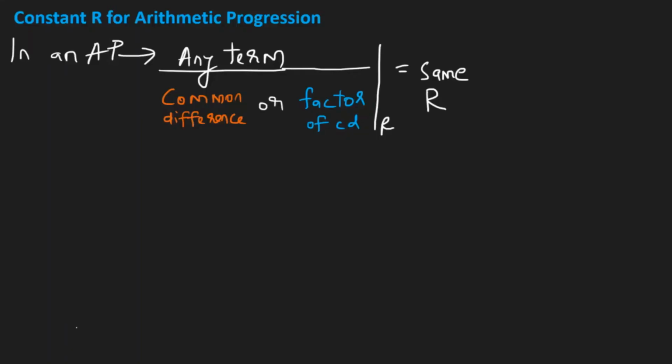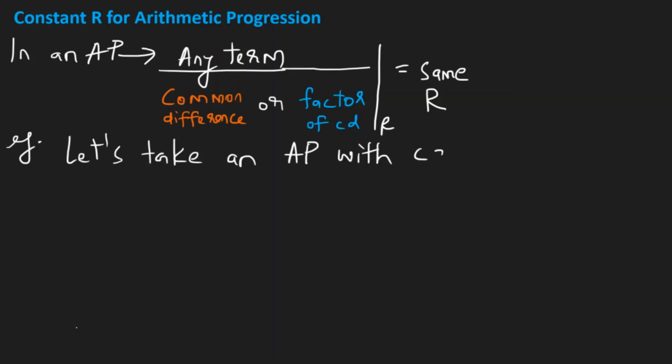Let's learn an interesting property with respect to remainders for arithmetic progression. In any AP, if you take any term and divide that term either by the common difference or by a factor of the common difference, you will get the same remainder. This is a very useful property. Let's take an example to understand this better.